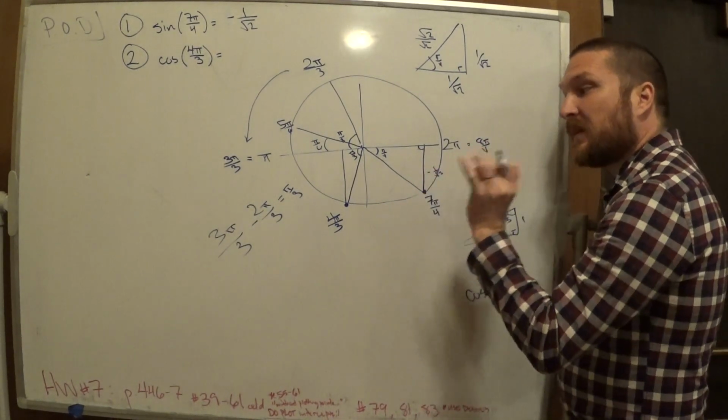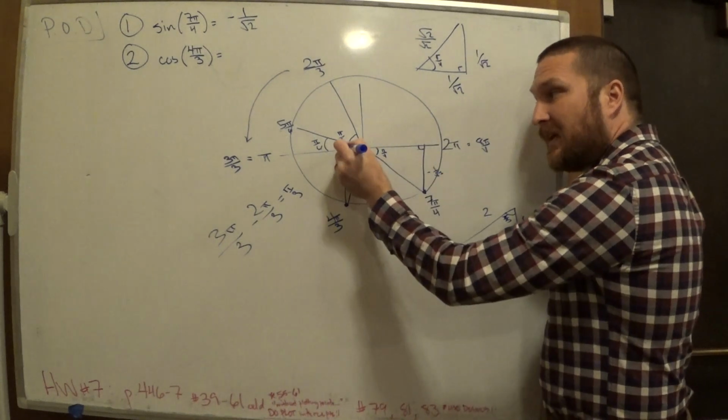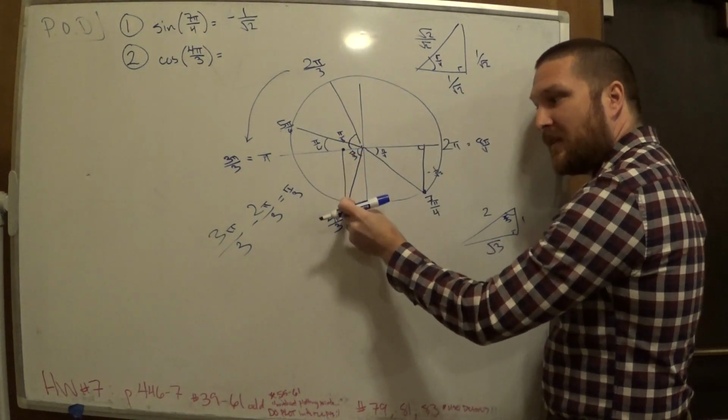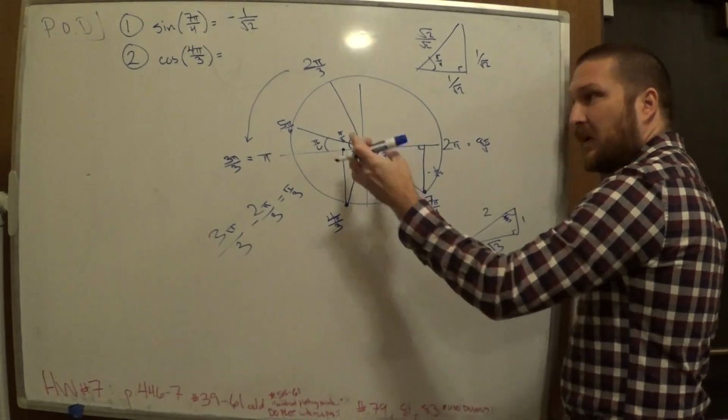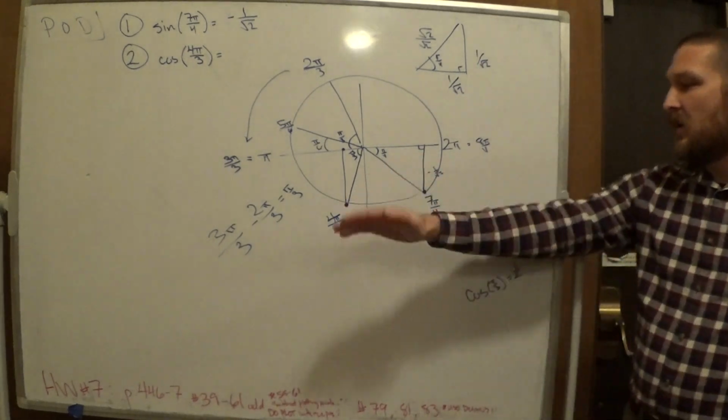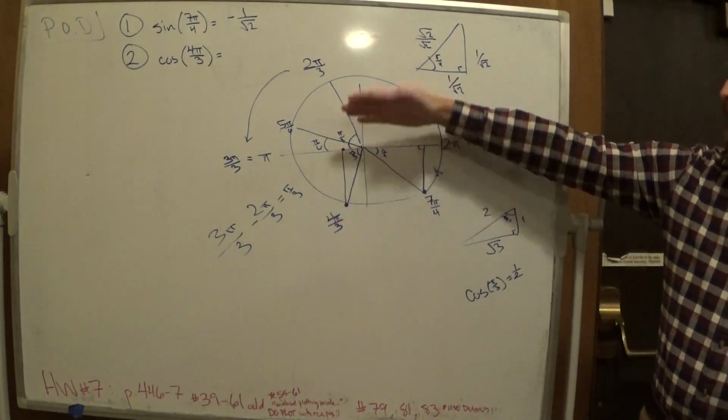it reduces to something very simple. Cosine is simply this value right there. It's simply where the x value shows up. And if the x value is on this side, it's negative. If it's on this side, it's positive. The y value, which corresponds to sine, is that and that.